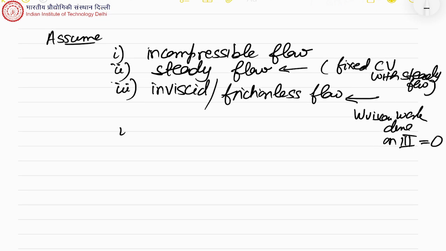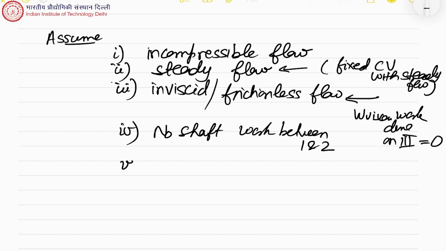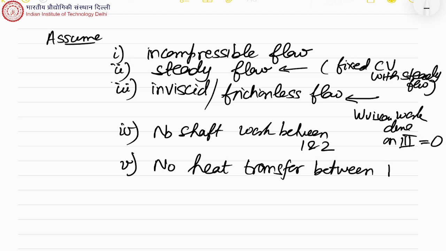Then fourth, we assume no shaft work between 1 and 2. And the fifth assumption, no heat transfer between 1 and 2. Okay. So we have made so many assumptions.